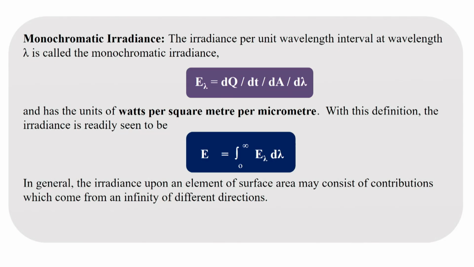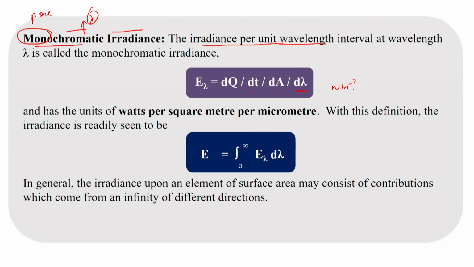And when I talk about another terminology, it was monochromatic. Mono means one, and chromatic relates to wavelength, lambda, so one wavelength. The irradiance per unit wavelength, E lambda, is defined as dQ by dt by dA per unit wavelength. If you talk about it, it becomes irradiance, and irradiance will have the units of watts per meter square.